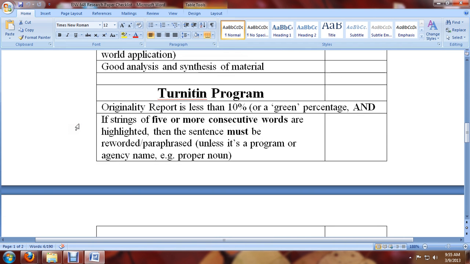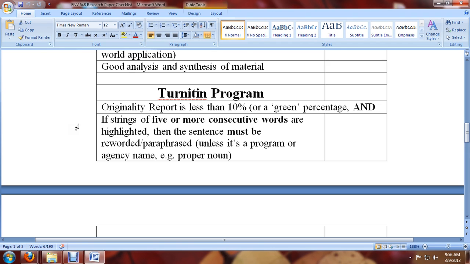And then the Turnitin program. I'll have a brief Turnitin tutorial for anybody that has any questions on how to use this program. But basically, you're going to have an originality report. It has to be less than 10%, or what's called a green percentage. If it's a red percentage, then you have a lot of plagiarized material that you need to put into your own words. Again, if strings of 5 or more consecutive words are highlighted, then the sentence must be reworded or paraphrased. 5 or more consecutive words is a quote, right? 3 to 5 or more is a quote.